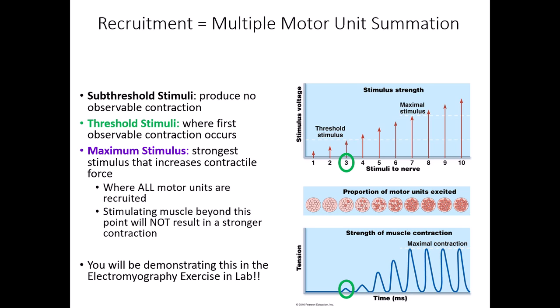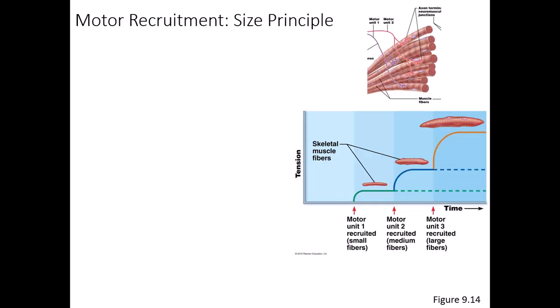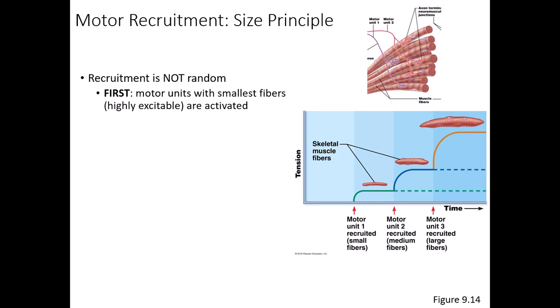Okay, so motor unit summation or recruitment. The more motor units we call into activity, the stronger the muscle contraction. And there's what's known as the motor recruitment size principle. So it's not random which motor units are called into activity first. The first group that become active are the smallest fibers, the smallest muscle fibers. So remember, a fiber is a cell. So the smallest muscle cells are highly excitable, and they're going to become activated first in the recruitment process.